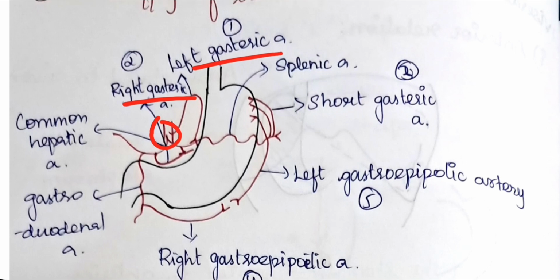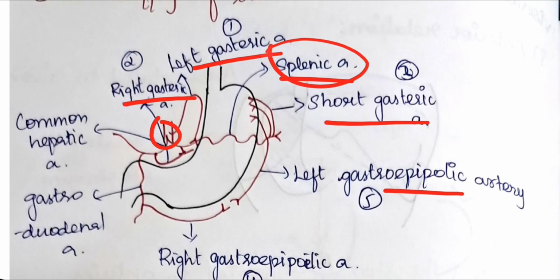Third, the short gastric artery is a branch of the splenic artery. The splenic artery is a branch of the celiac trunk. Coming to the left gastroepiploic artery, it is a branch of the splenic artery, again a branch of the celiac trunk. Coming to the right gastroepiploic artery, it is a branch of the gastroduodenal artery, which is a branch of the common hepatic artery. This common hepatic artery is a branch of the celiac trunk.